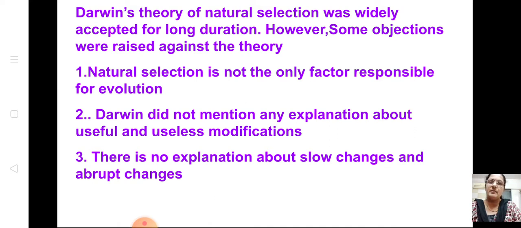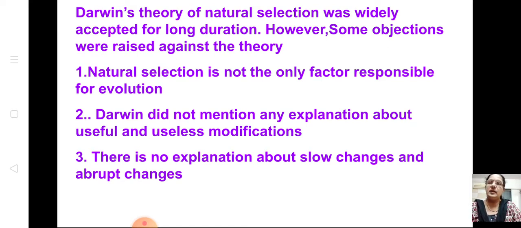In the exam, a question can come for 1 mark, 2 marks or 3 marks, asking for even any two objections raised against Darwin's theory. So what's the first point? Natural selection is not the only factor responsible for evolution. Second, Darwin did not mention any explanation about useful and useless modification. And third, there is no explanation about slow and abrupt changes. So these were the objections raised against Darwin's theory.